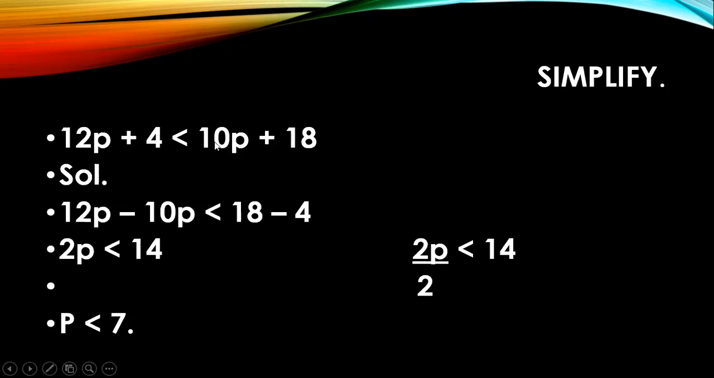So 12p minus 10p is less than 18 minus 4. Remember, 12p, I left it on this other side. Then this number, which is here, I move it to the other side. So 12p minus 10p is 2p, which is less than 18 minus 4, which is 14. Then if I want to get the value of p, I'll divide both sides by 2. So 2, 2, 2, 2. By 2 here is p, by 2 here is 7. So p is a number which is less than what? Less than 7.